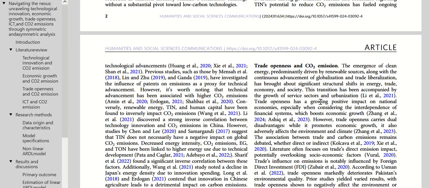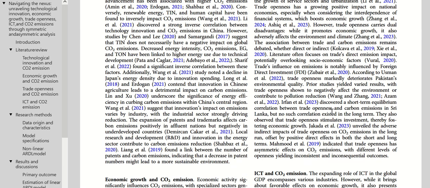Also, things are the same for trade openness. Some studies show a positive relationship with emission, some show a negative relationship, and some show a symmetric relationship with CO2 emission. That's why researchers show mixed results. Trade can either reduce or increase the emission.